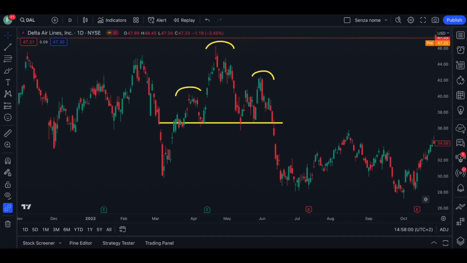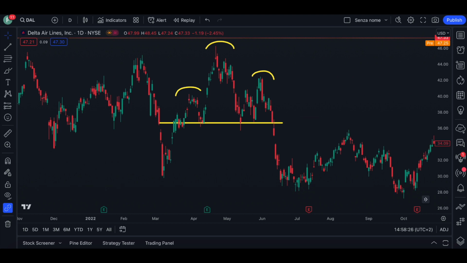So let's check this pattern in real-life charts, and let's start with the Delta Airlines stock. As you can see here, we have a head and shoulders pattern, which is characterized by a first reversal point, which is known as the left shoulder, a second reversal point and swing high, which is called the head, and a third reversal point and lower high known as the right shoulder. We also have two same reversal points which form a support known as the neckline.